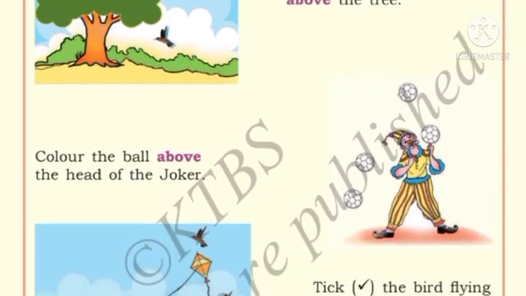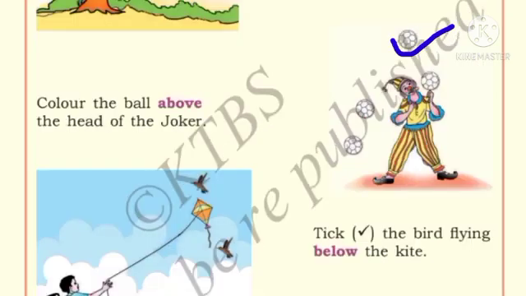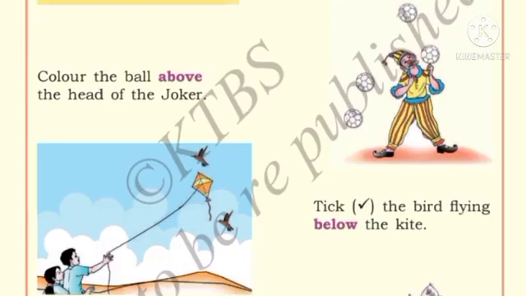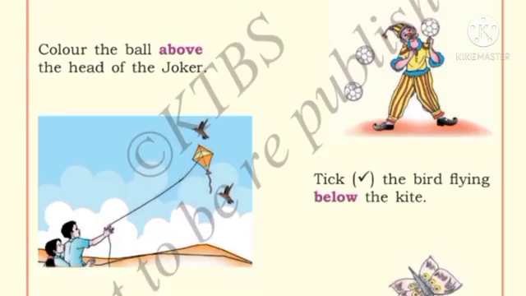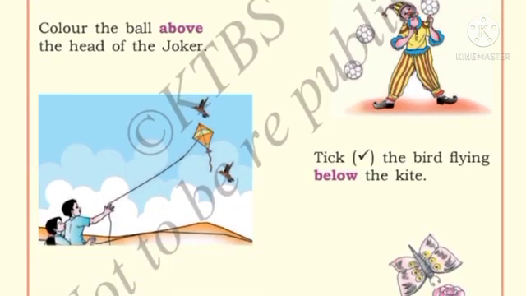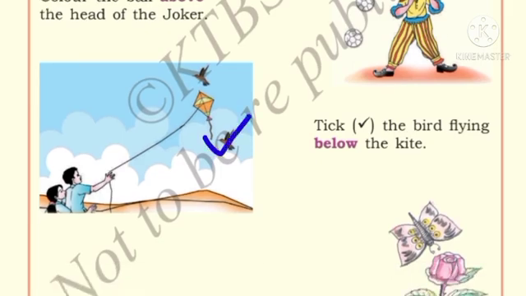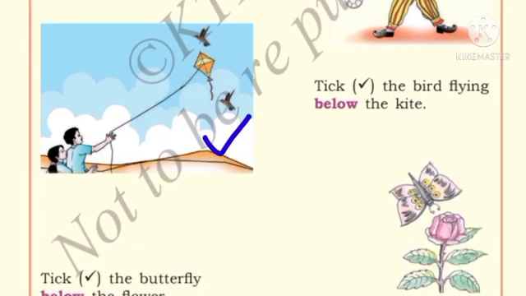Now color the ball above the head of the joker. So which is the ball which is there above the head of the joker? This one. So we have to color this. Tick right mark the bird flying below the kite. Which bird is flying downside, below the kite? We have to put a right mark.